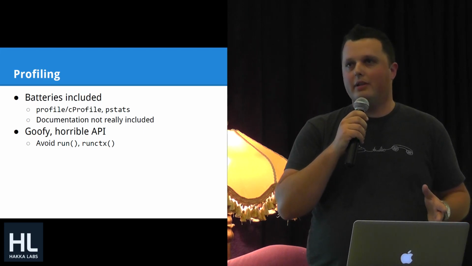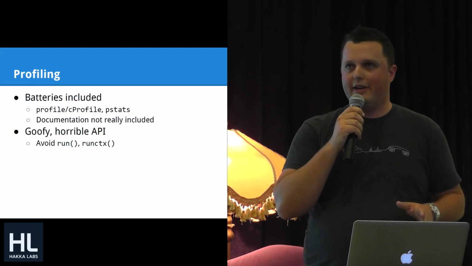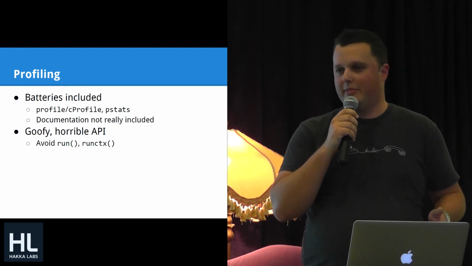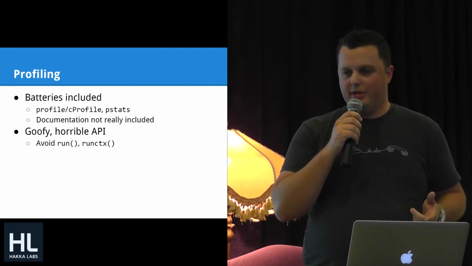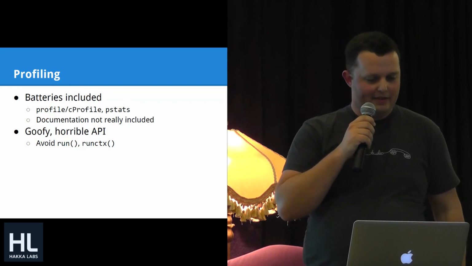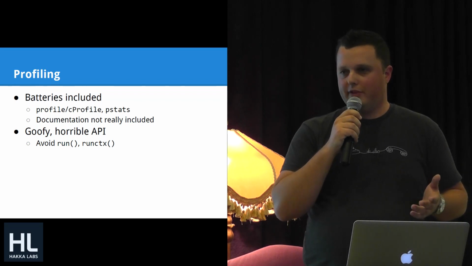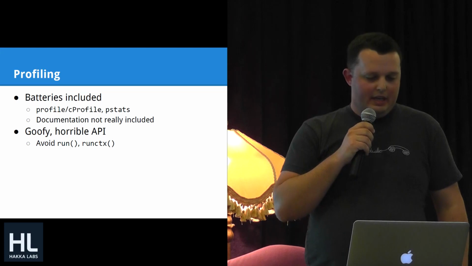So for what I suspect are historical reasons, and I haven't actually studied this in detail, there are two different profiling modules. One is named profile, one is named cProfile. Basically, you should just always use cProfile. It does the same things, it has the same API, and it's just a little bit faster. And then there's a third module called pstats, which lets you interpret the results. And we'll take a look at this in a second.